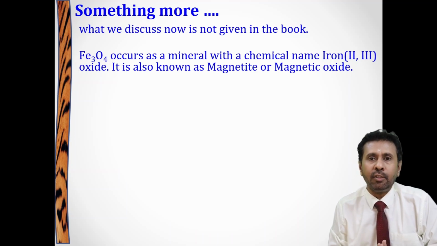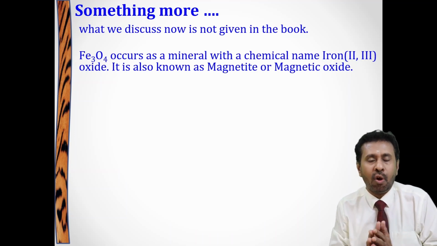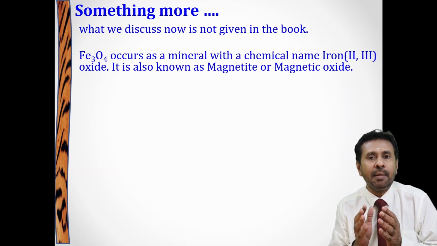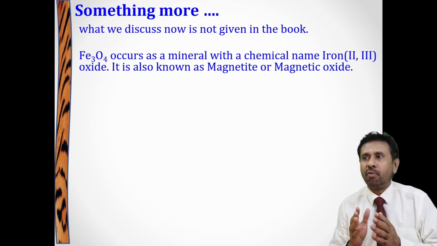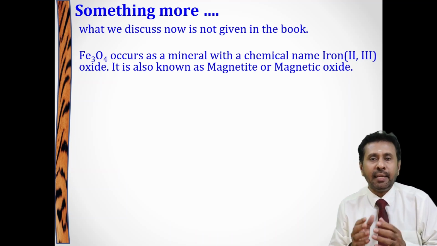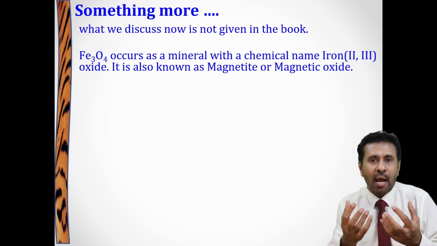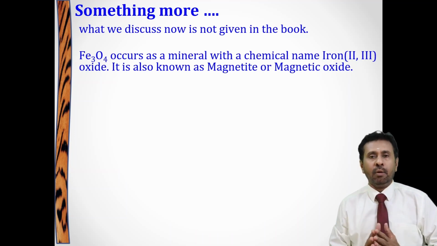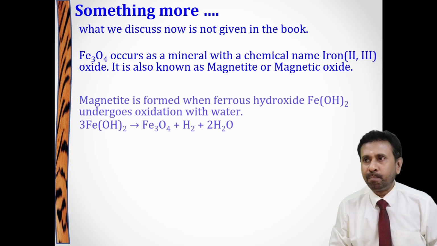Fe3O4 is iron 2,3 oxide. It's a combination of ferrous oxide and ferric oxide. It is a mineral, and this mineral is called magnetite or the magnetic oxide. This is the ore from which iron gets extracted, right? So let us first see how this gets into existence.